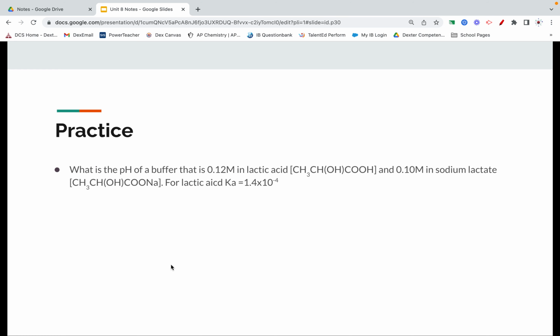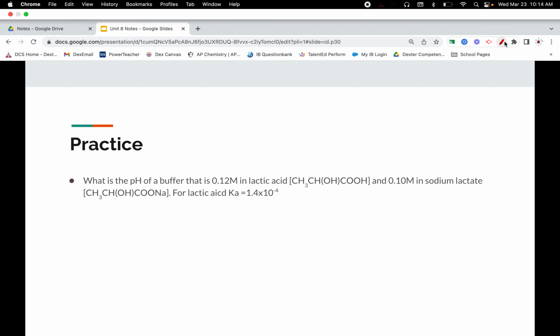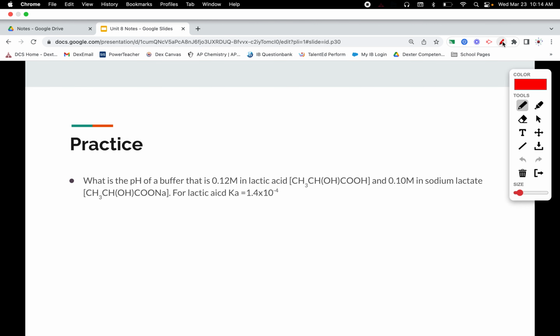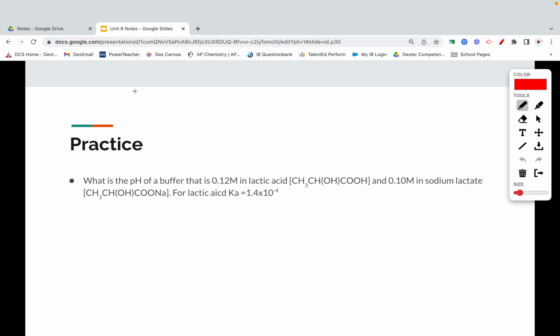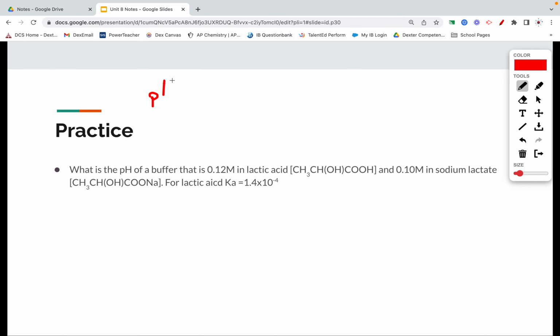So what is the pH of a buffer that is 0.12 molar lactic acid and 0.1 molar sodium lactate, the lactate being the common ion? And the lactic acid's Ka value is 1.4 times 10 to the -4th. So we need to use our Henderson-Hasselbalch. So that is pH is equal to the pKa plus the log of the base concentration over the acid concentration.